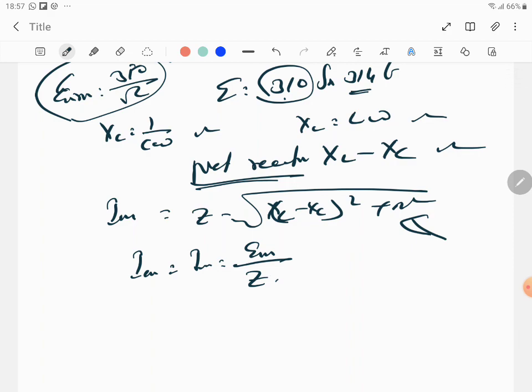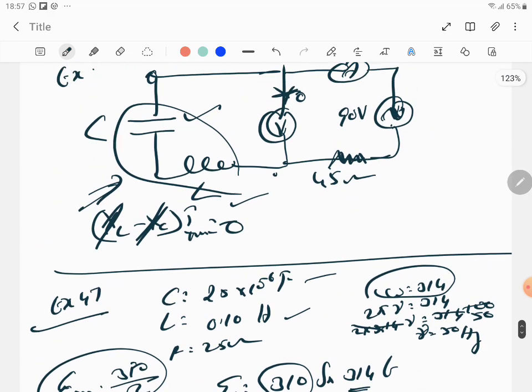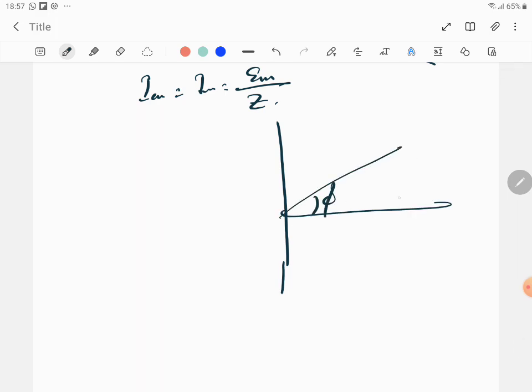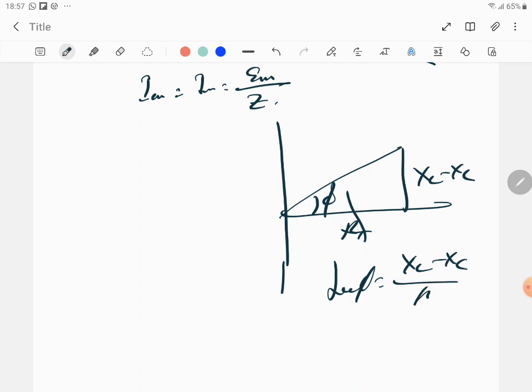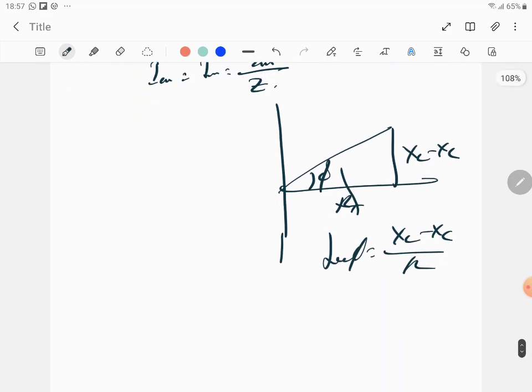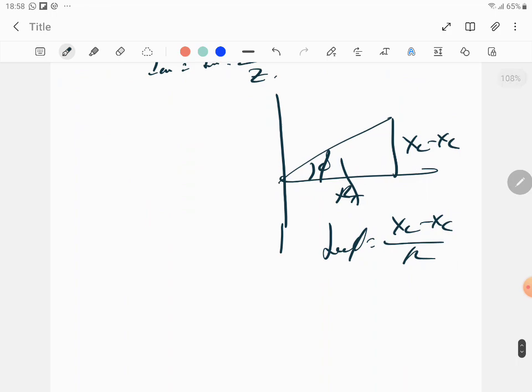Next. What is the phase angle of the current, by which it lags or leads? They're asking for tan phi. You know from the graph, it's like this, and this is your phi, which will be opposite by adjacent. When you do tan phi, opposite will be XL minus XC, and adjacent will be R. So tan phi is equal to XL minus XC by R. You know what XL and XC are from these calculations, subtract and divide by R.